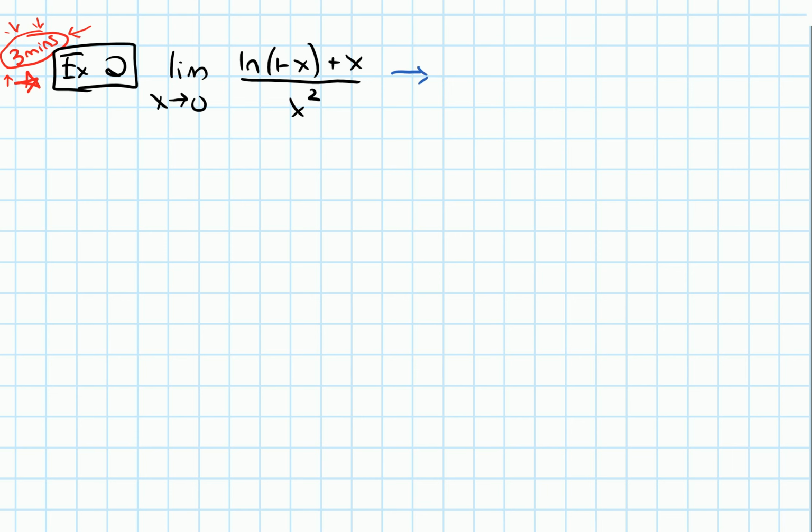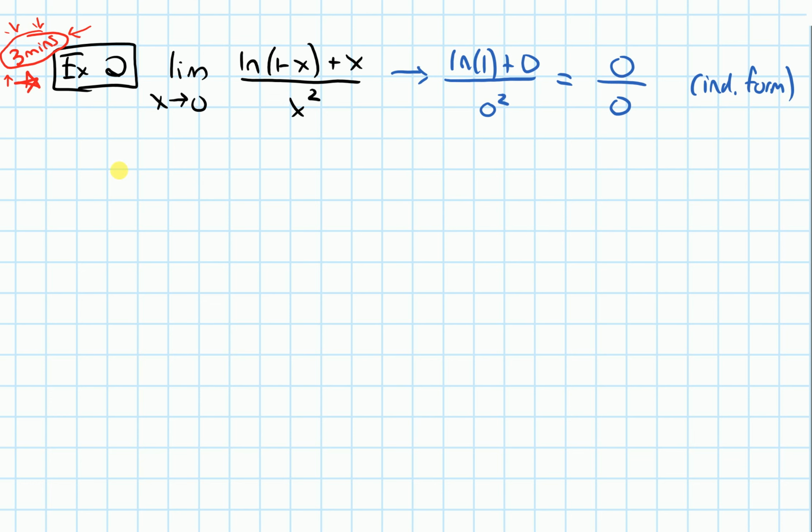So let's first just check what we get when we plug in 0. We've already seen this is an indeterminate form, but let's just write it again. If I plug 0 into this, we get ln of 1 plus 0 on the top, and 0 squared on the bottom. So ln of 1 is 0, so the numerator is going to be 0, and the denominator is definitely 0, so this is an indeterminate form. So we can't simplify this.